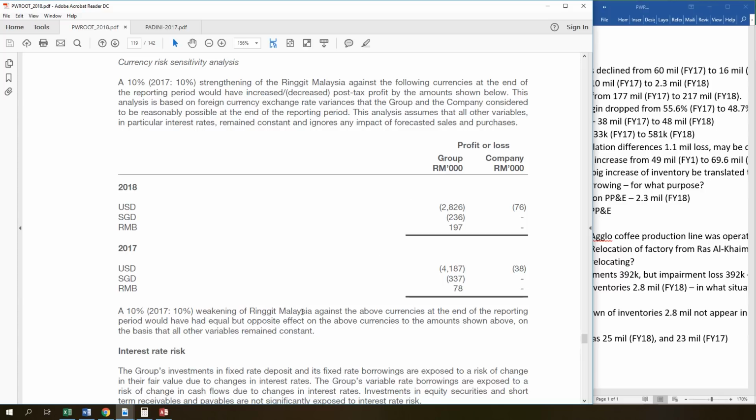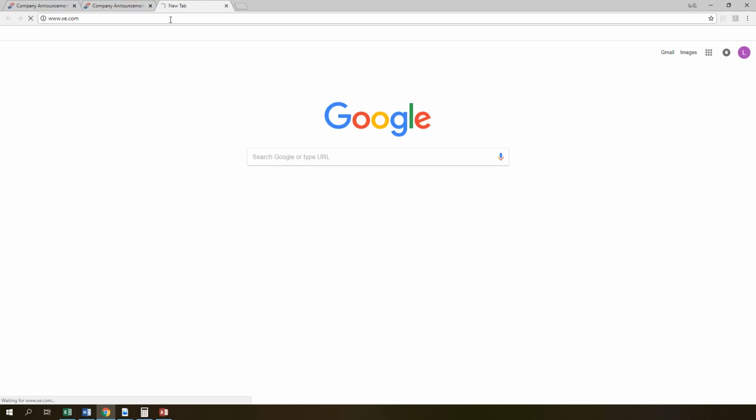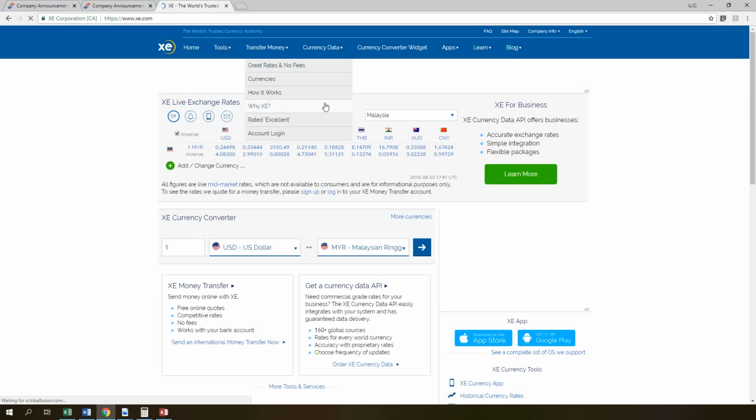A 10% weakening of Ringgit Malaysia will have the opposite effect. It means, let's say with a 10% weakening of Ringgit Malaysia against USD, they will enjoy 2.8 million positive. Maybe we can check the recent movement of USD against Ringgit Malaysia.